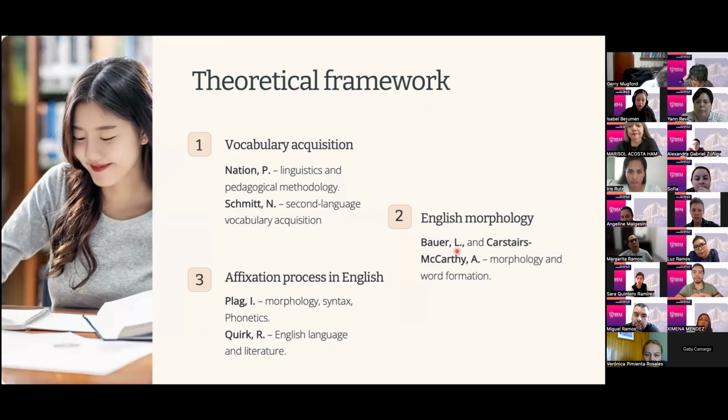Nation and Schmidt, they focus on the pedagogical or the language acquisition topics. But then the other four, Bauer, McCarthy, Plag and Quirk, they focus on the morphology or word formation part of linguistics. So I think I cover pretty much the main researchers of this theoretical framework.